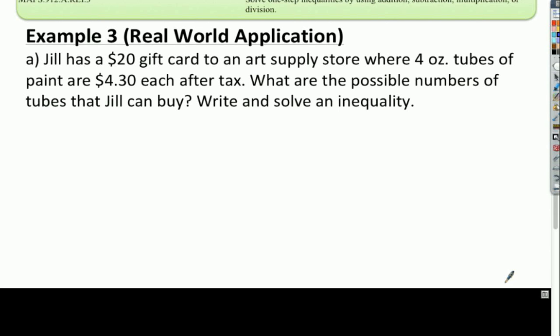So let's start with constructing an inequality. Write and solve an inequality. We need a starting point. Can someone pick a piece of information that might help us with a starting point? What would be a starting point to write this out? Jesse, what do you think? That's what I thought. I thought, let's start with the 20.